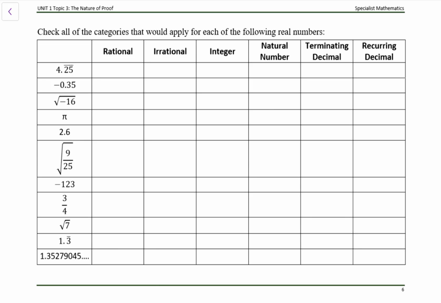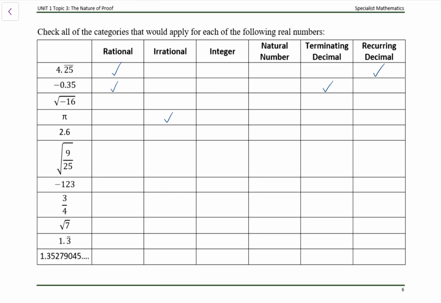So 4.25 with the line above it means it's 4.25, and the 25 is recurring. So we know it's a recurring decimal. We also know that it is rational because it can be expressed as a fraction. Negative 0.35 is a terminating decimal, and it is rational because it can be expressed as a fraction. Square root of negative 16 is not real, so we have no classification for that. We cannot square root negative 16 in the real number system. Pi is irrational.